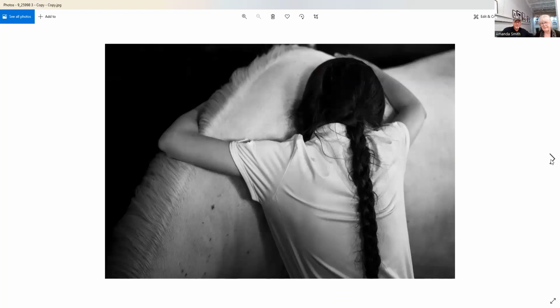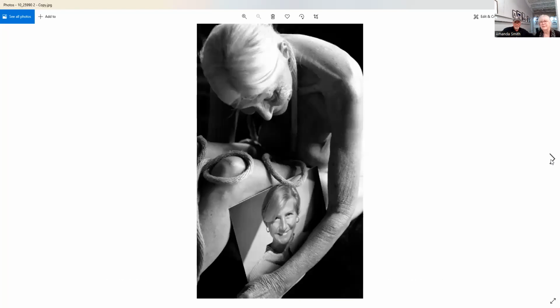This image is by Denise Laurinaitis. She lives in New York, and this is called Embrace. This image is by Mara Zaslov. Mara has had many images in the gallery over the years. This is called In Her Youth. She lives in Santa Monica, California. She's got a whole body of work around this woman. That's quite nice.